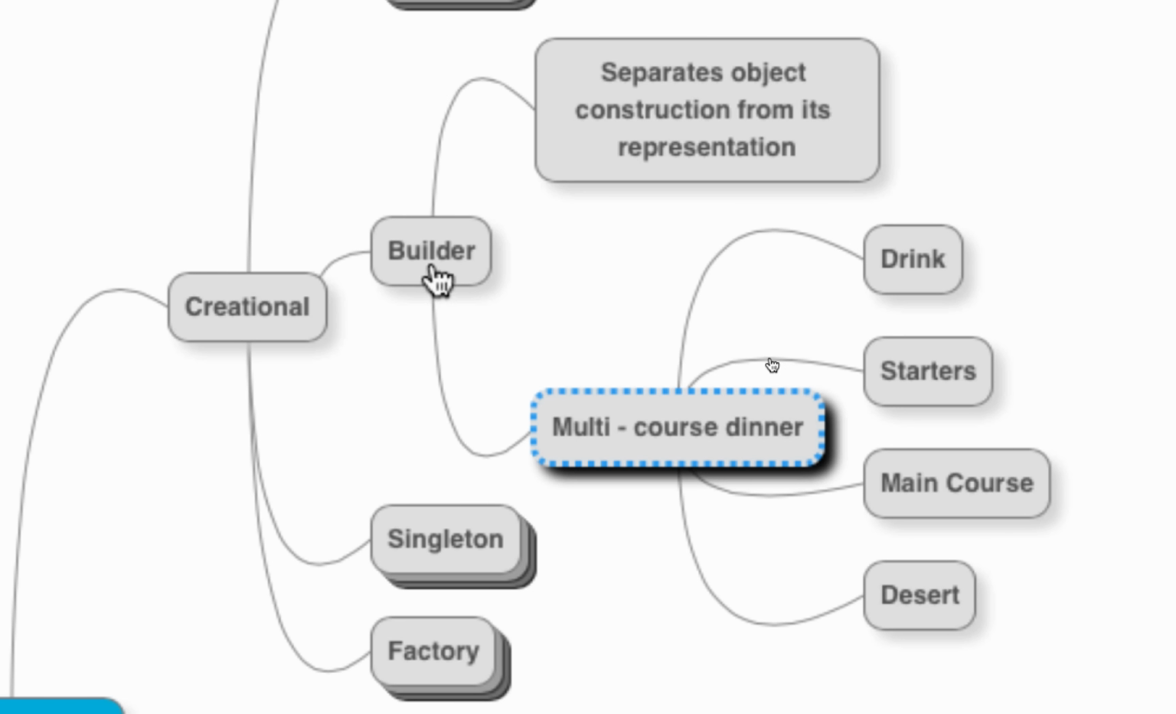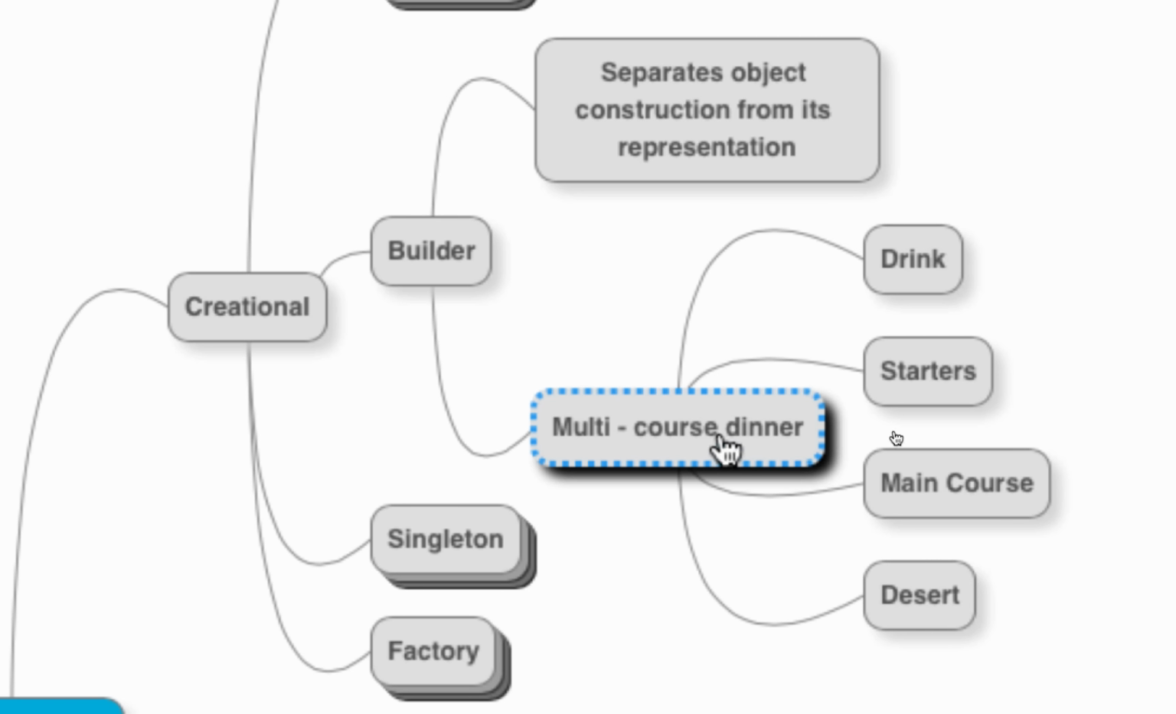So in those kind of situations, we would go for a builder. So we would try and separate object construction from its representation. The representation of this dinner is that it has a drink, it has starters, starters might have multiple options, and a main course and a dessert. However, to construct this, we would really provide a simple interface. So somebody who wants to take a multi-course dinner would just say, I want this, this, and this, and we would take care of constructing the entire objects for that.